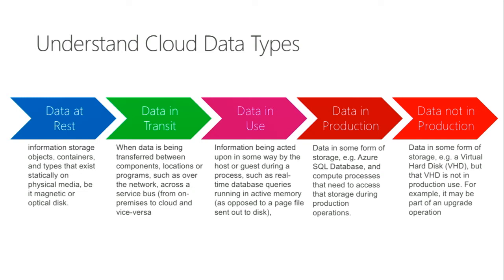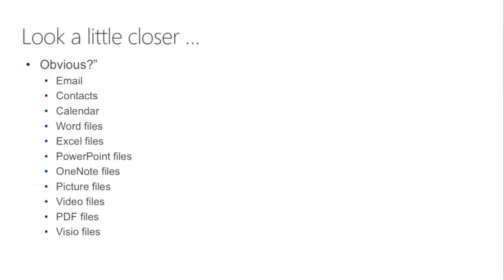Data in production, of course, and there's always going to be data not in production, backups and so on. So when we look at this data in the cloud, there's some pretty obvious stuff here. There's your documents, your files, your email, your contacts, OneNote, and all of this kind of stuff. This type of stuff is typically well protected, yes? I would say it's pretty well protected.